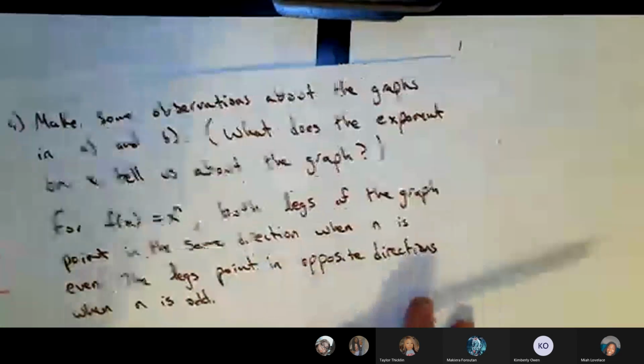All right, let's continue on with example 1, which is going to be a really long example. Part D, let's sketch a graph of f of x equals the square root of x.